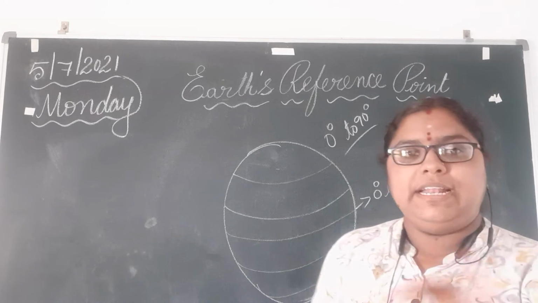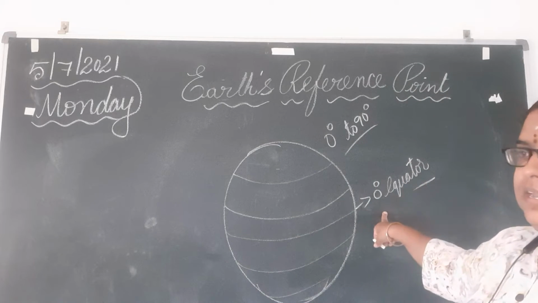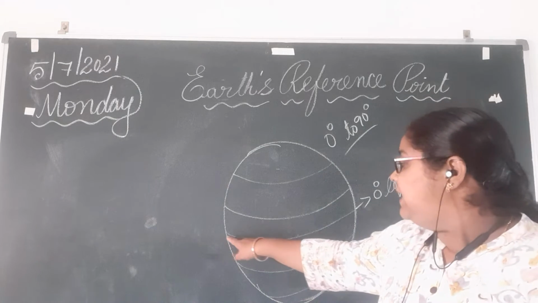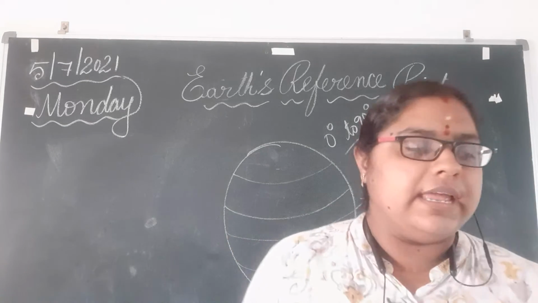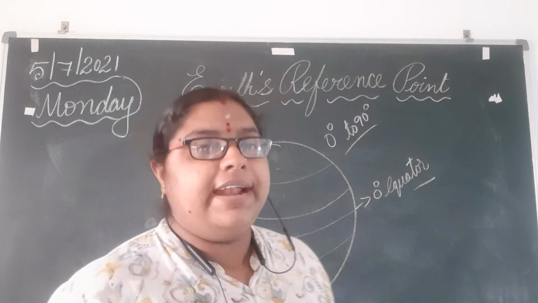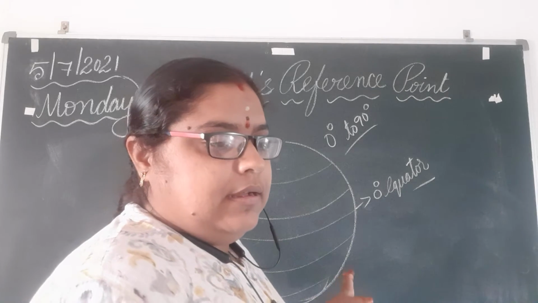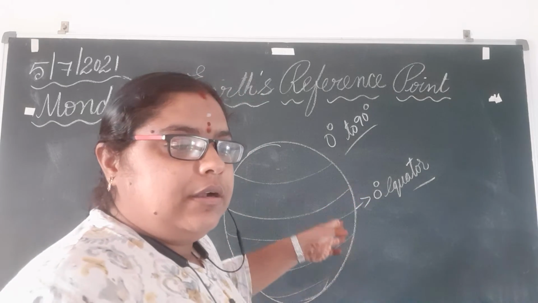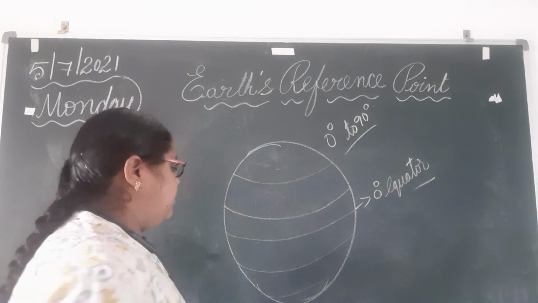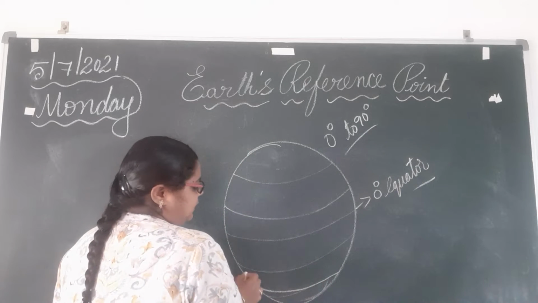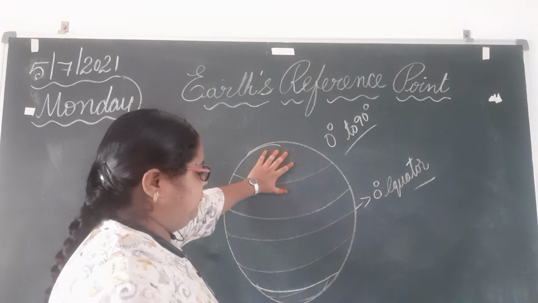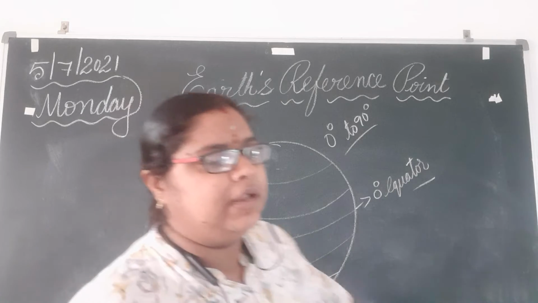The 0 degree latitude is called equator, and it runs in the middle of the earth. The equator divides the earth into the northern hemisphere and southern hemisphere. What does the equator do? The equator separates the earth into two halves, that is northern hemisphere and southern hemisphere.